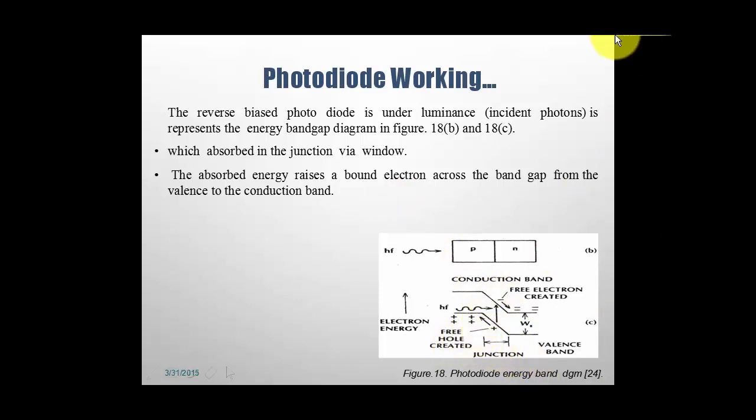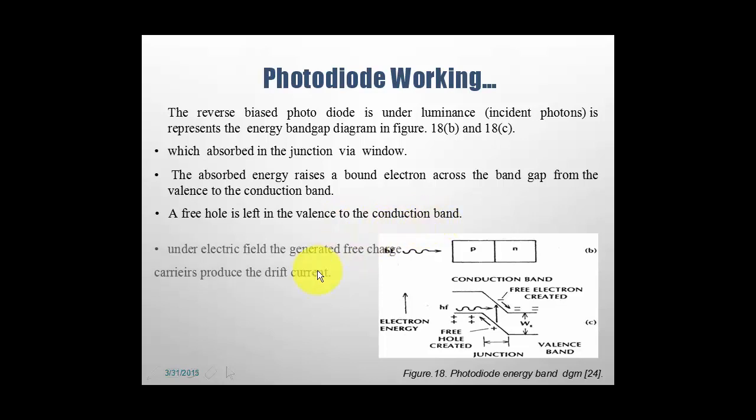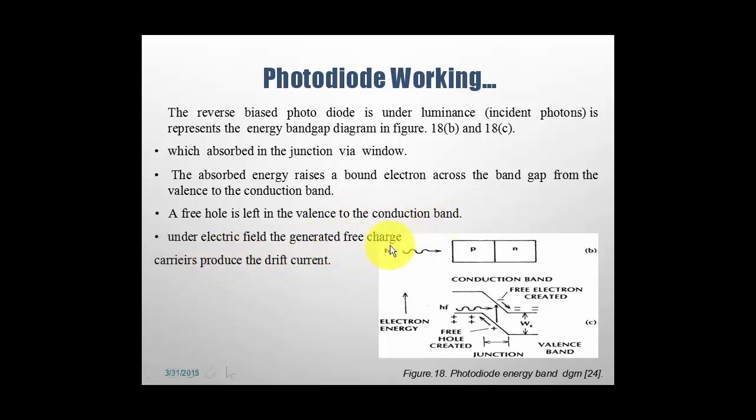So within the electric field, these electrons are accumulated and will become a drift current with the help of the electric field. As I've discussed, the free hole is left in the valence band and the electron moves to the conduction band. Under the electric field, the generated free charge carriers produce the drift current.